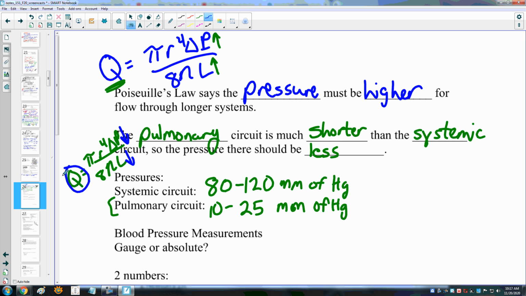You should have the same flow rate in the systemic and pulmonary circuits because it's a closed system and all that blood is going around. It has to go around with the same volume flow rate. But the pressures are going to be much different because the length of those circuits is smaller.